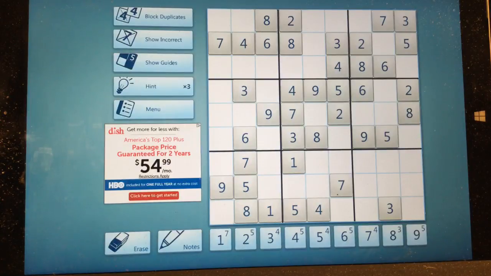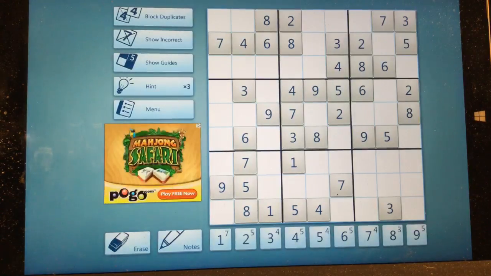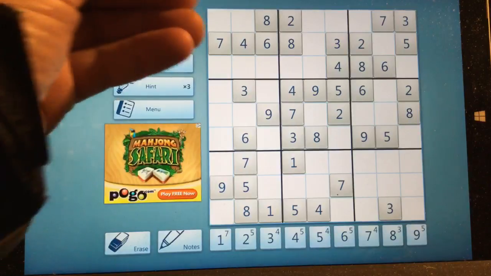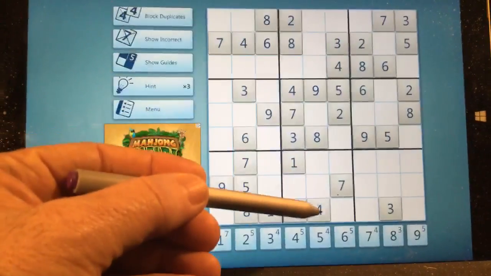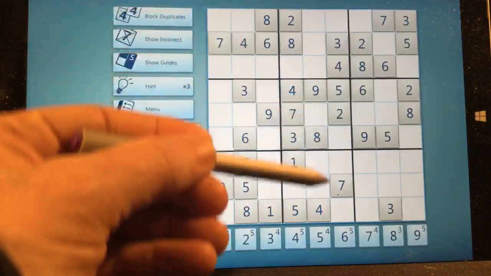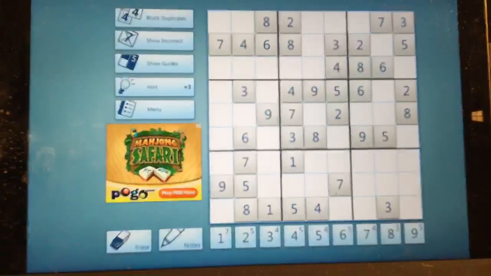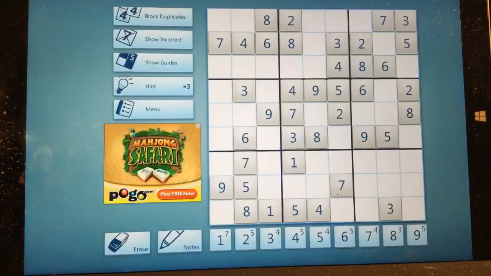Okay, good morning, everybody. It's an easy Tuesday puzzle, that is, and the first thing we notice is the 1 is available. It has not been accounted for yet in the middle 9-cell column. So let's see if we can start off by 1.